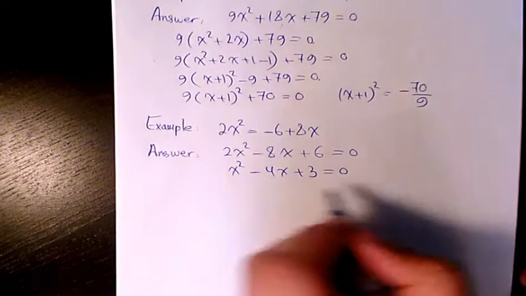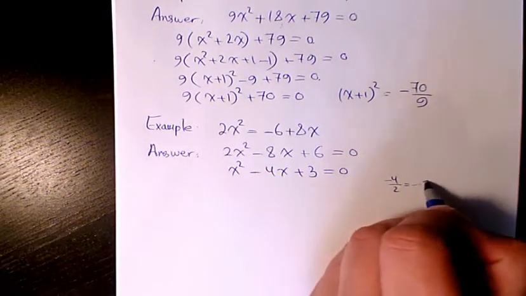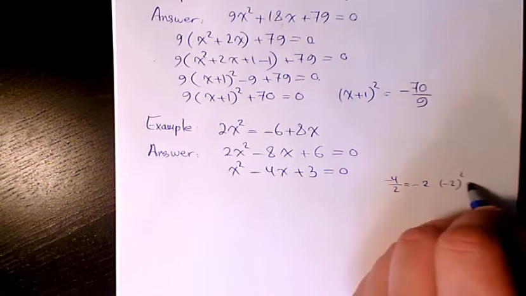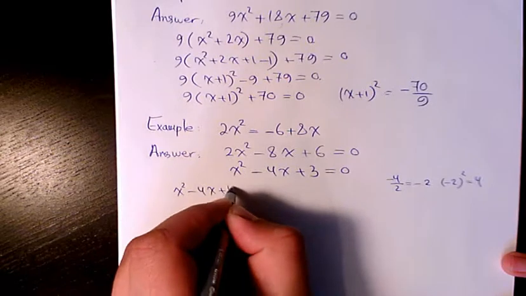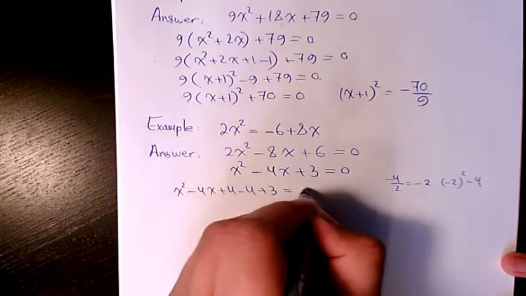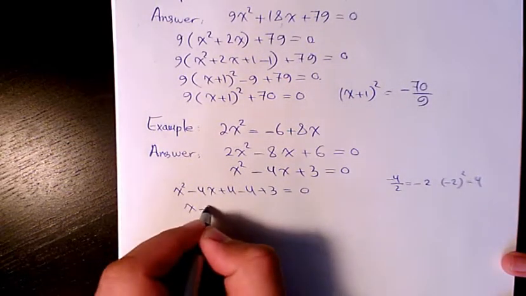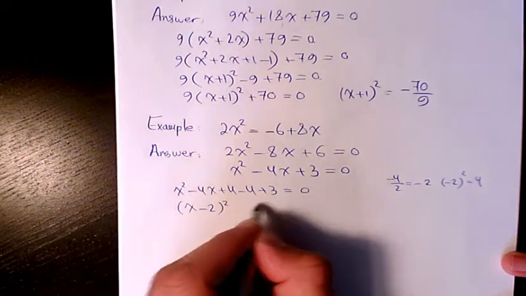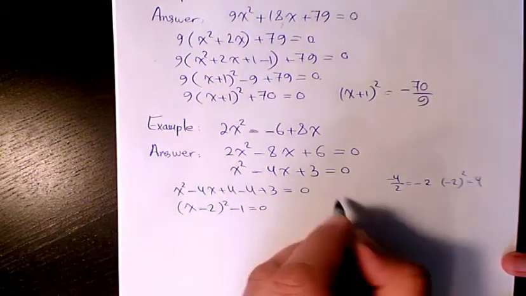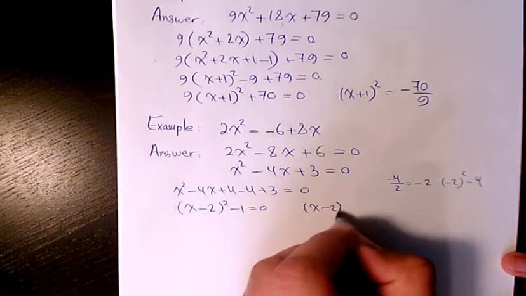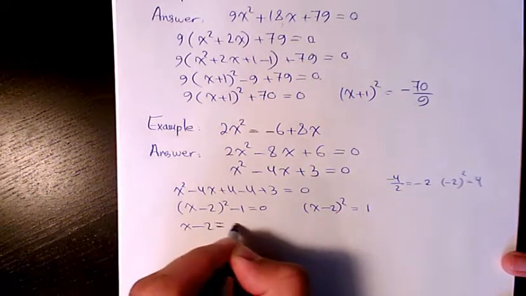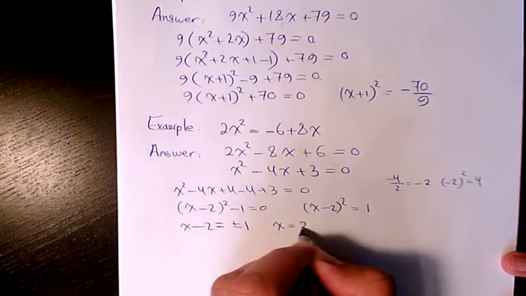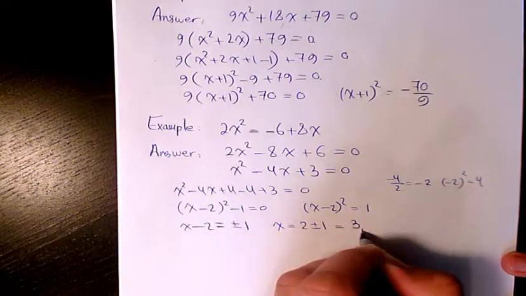So now negative 4 divided by 2 is negative 2. Negative 2 squared is going to be positive 4. So I have x squared minus 4x plus 4 minus 4 plus 3 equals 0. So that will be x minus 2 squared. Negative 4 plus 3 is going to be negative 1 equals 0. So x minus 2 to the power of 2 is positive 1. So x minus 2 is going to be plus minus 1. So x will be 2 plus minus 1. So we have 3 and 1.